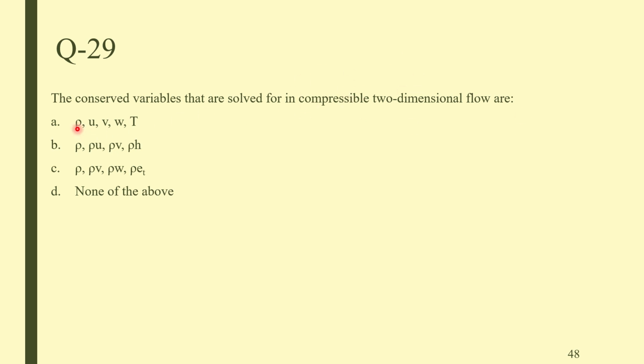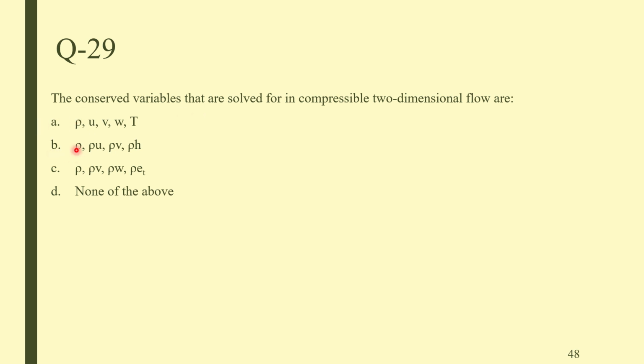In the first one, it is rho, u, v, w, t. Here, we have three-dimensional velocity variables. That is false, and it is a compressible flow, so we would be solving for rho u, rho v, not u, v. So that one is false. Option A is false.